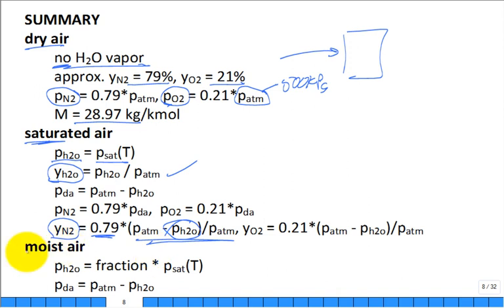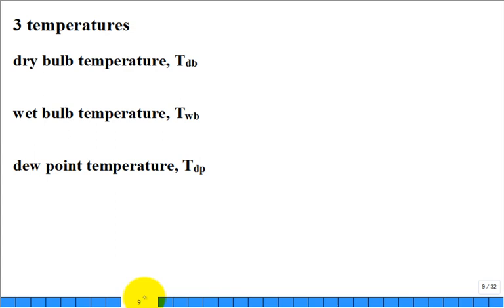Okay. Moist air, it's some fraction of saturated air's partial pressure. And guess what that's going to be? Relative humidity, but that's coming. Okay. And then you have that the partial pressure of dry air is equal to the total pressure of the air minus the partial pressure of the water vapor. All that seems to be pretty straightforward. Let's continue. Now we've got to talk about temperatures. There's three temperatures. There's our dry bulb temperature, our old familiar temperature.